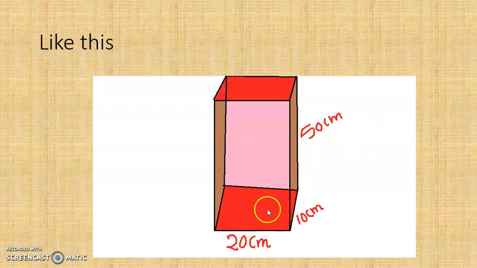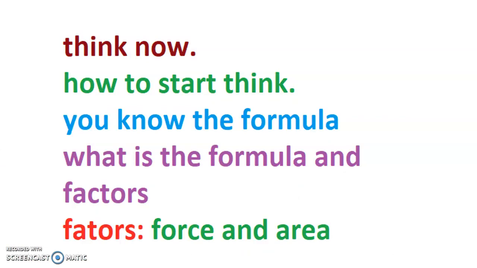20 and 10 is the contacting to the ground. So the contact area is now small. Of course, the pressure will be high. So think now how to start thinking. You know the formula. What is the formula and factors? Force and area. Always you just stick around the formula. The two factors, force and area.